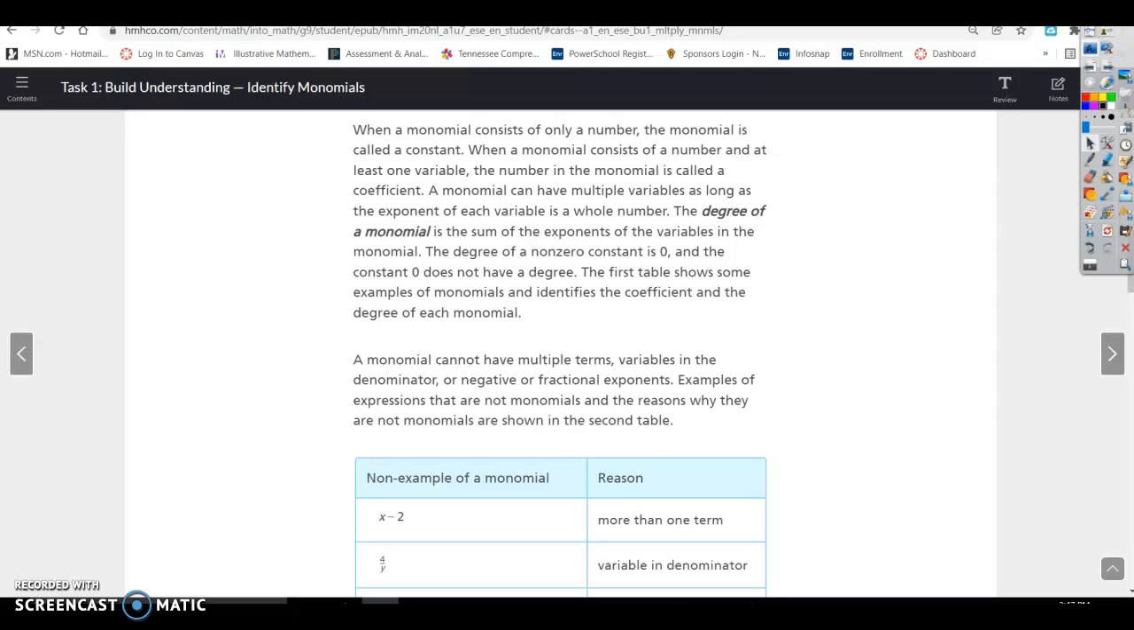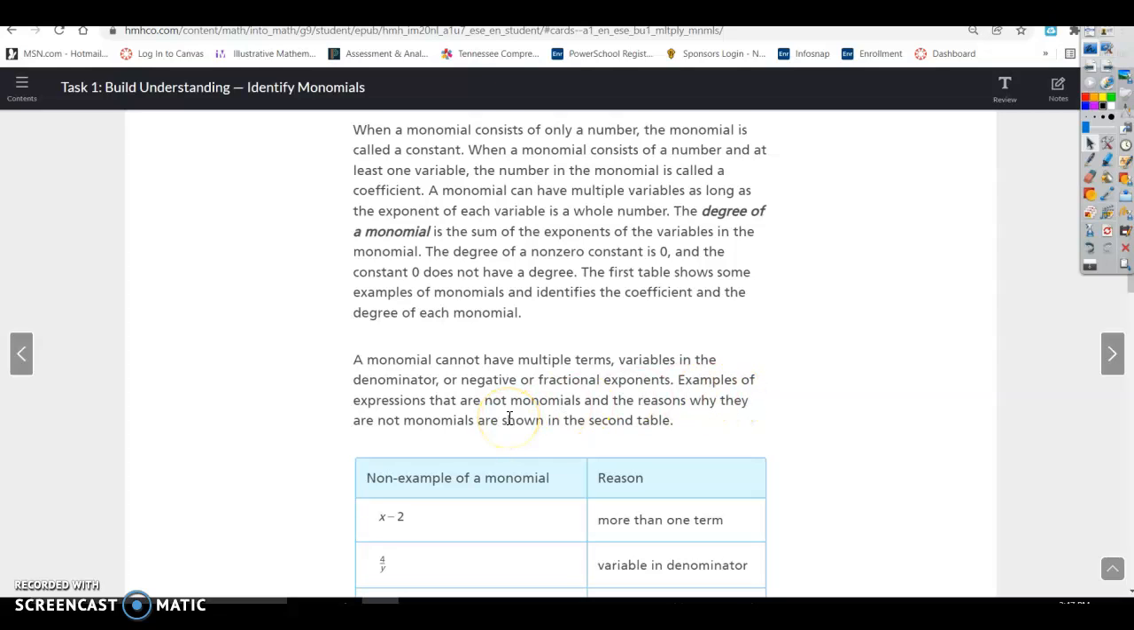The degree of a monomial is the sum of the exponents of the variables in the monomial. The degree of a non-zero constant is 0, and the constant 0 does not have a degree. The first table shows some examples of monomials and identifies the coefficient and the degree of each monomial. A monomial cannot have multiple terms, variables in the denominator, or negative or fractional exponents.